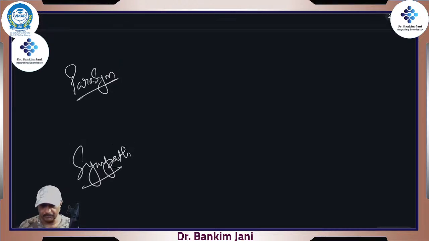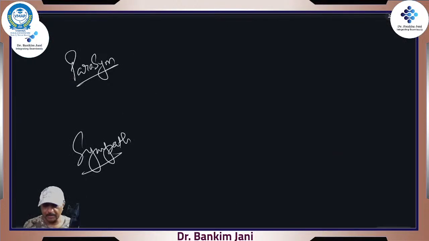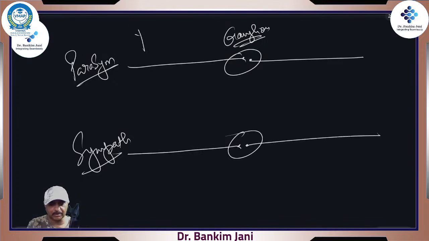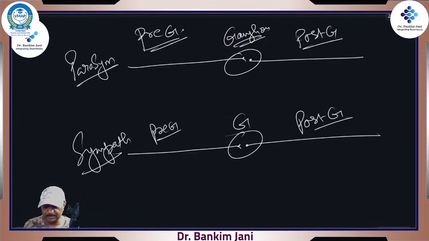We just saw that there is this sympathetic ganglion. Here is that ganglion. There are few fibers which are before that, and few fibers which are after that. So this is called the preganglionic fibers, and this is postganglionic fibers, because this is the ganglion.